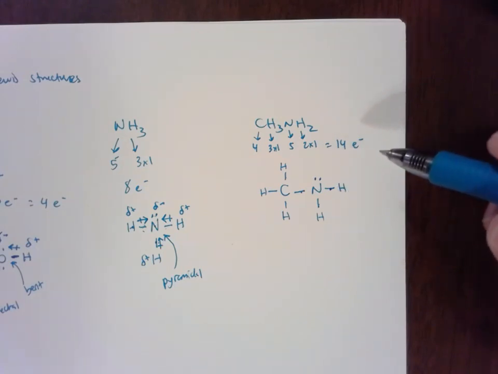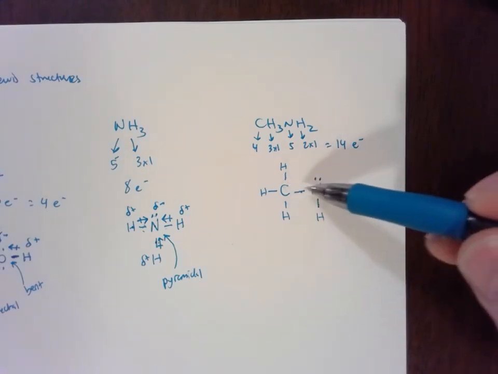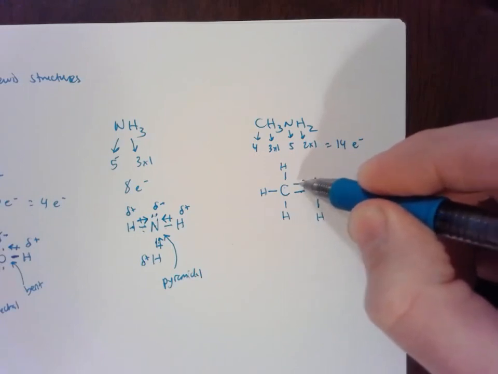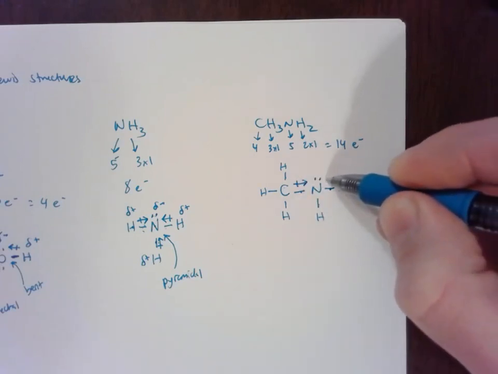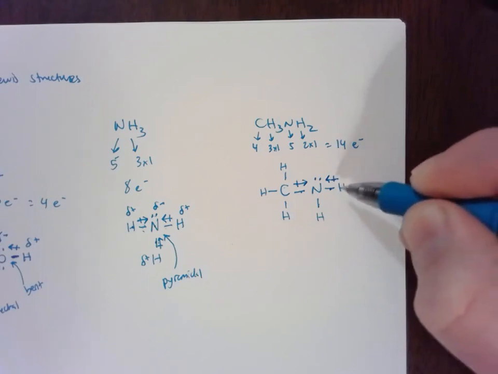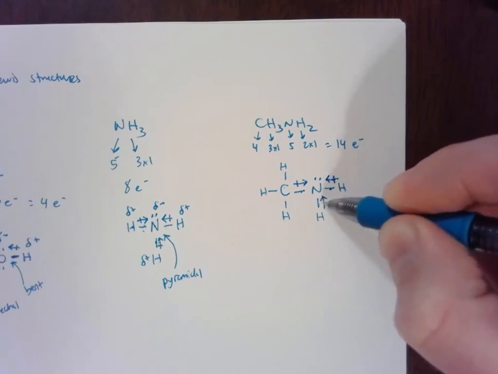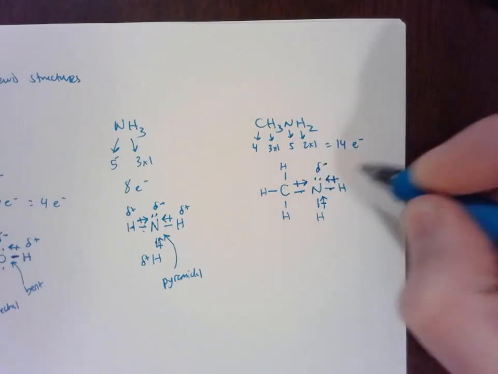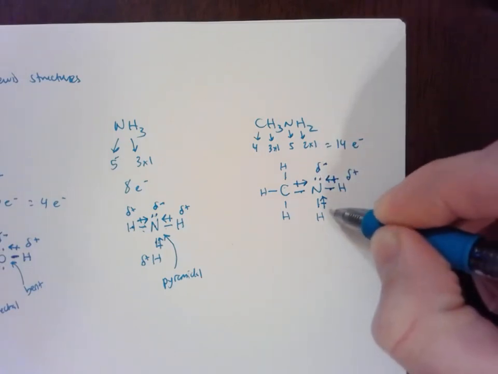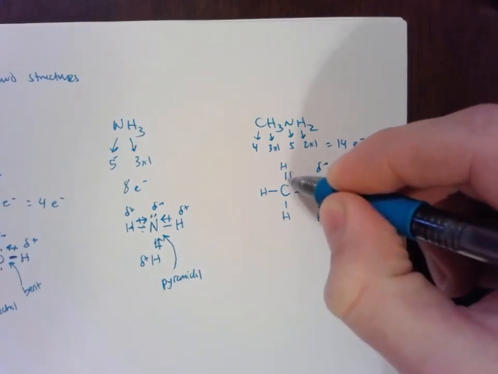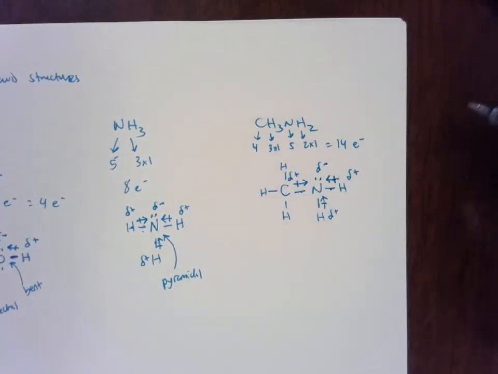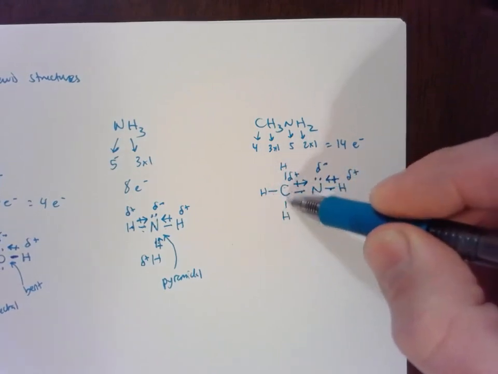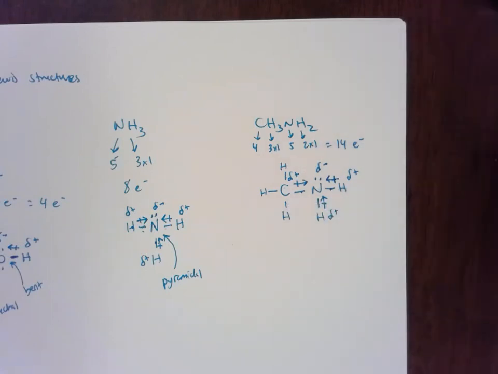Now with polarity, the carbon-nitrogen bond is polar because nitrogen is more electronegative, so the electrons in that bond are going to want to flow towards nitrogen. The electrons in the nitrogen-hydrogen bond, just as we saw before, are going to want to flow towards nitrogen as well. So nitrogen in this case is partially negative, and each one of these hydrogens and then the carbon is partially positive. The hydrogen on the carbon is not positive or negative because the carbon-hydrogen bond is nonpolar.